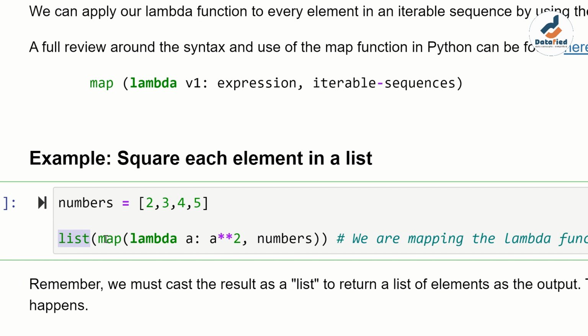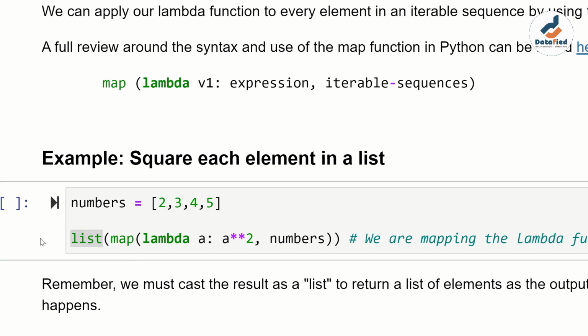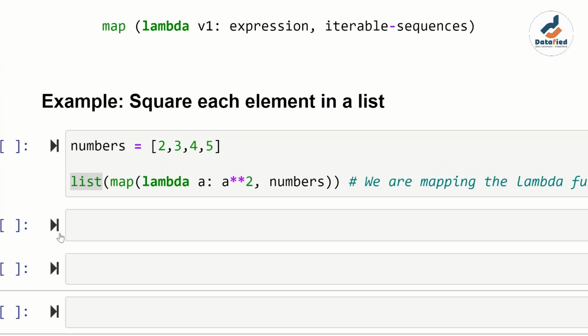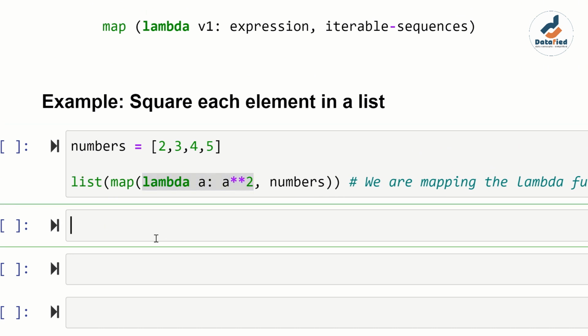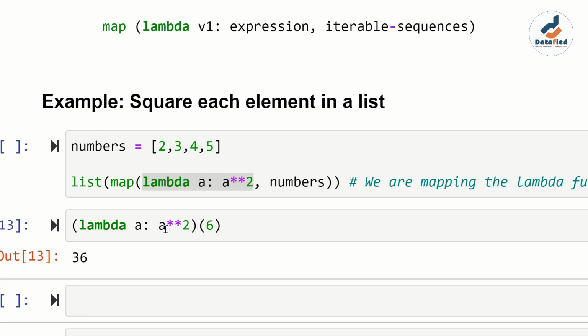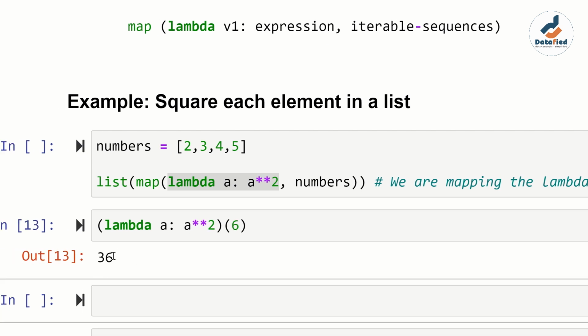So this is what I'm going to do. I'll break this function down bit by bit for better understanding. When I take out the map function from this, and we have this lambda function wrapped in brackets and you give it any input, say 6, this is the output. It squares 6. I hope I'm communicating.